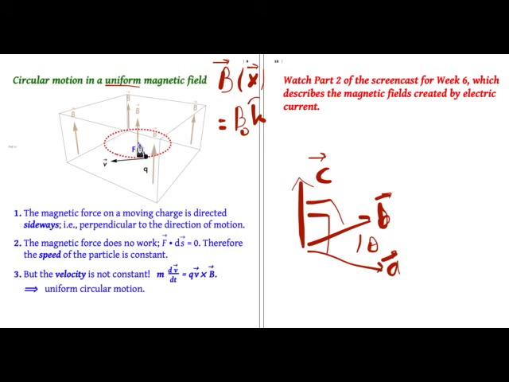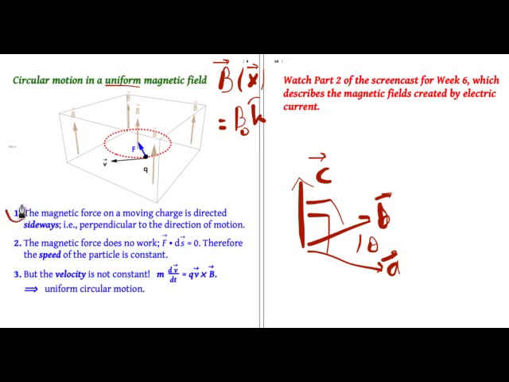Well, F is QV cross B. So F is perpendicular to B. B is in the Z direction. F has to be in the XY plane. And F is perpendicular to V. That gives me uniform circular motion, where F is the centripetal force.